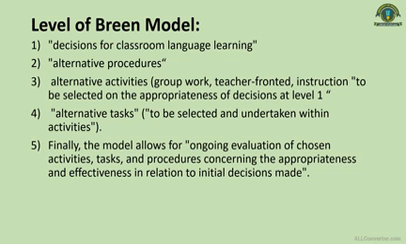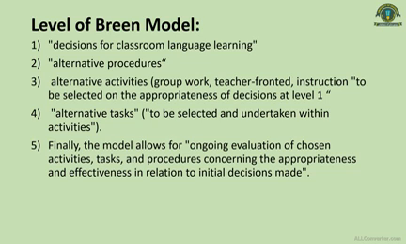And the third is alternative activities. Alternative activities, for example, group work, teacher-fronted instructions to be selected on the appropriateness of the decisions at level one. So alternative activities such as teacher-led instructions, group work, and laboratory use, etc. are selected according to the appropriateness of decisions that are made at first level basically.